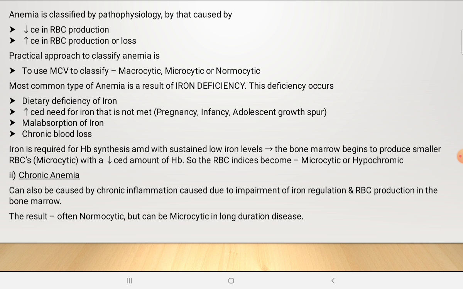The most common type of anemia is a result of iron deficiency. This deficiency occurs due to dietary deficiency of iron, usually in poverty, increased need of iron that is not met during pregnancy, infancy, adolescence, or growth spurts, malabsorption of iron, and chronic blood loss.